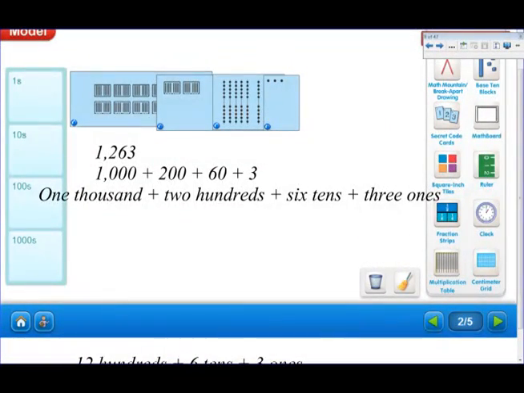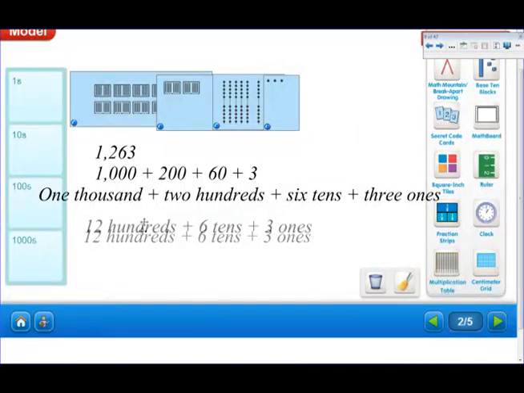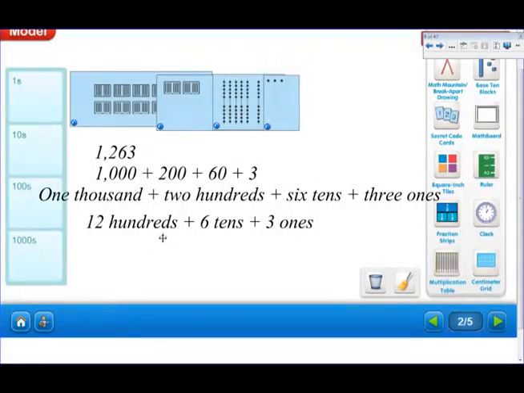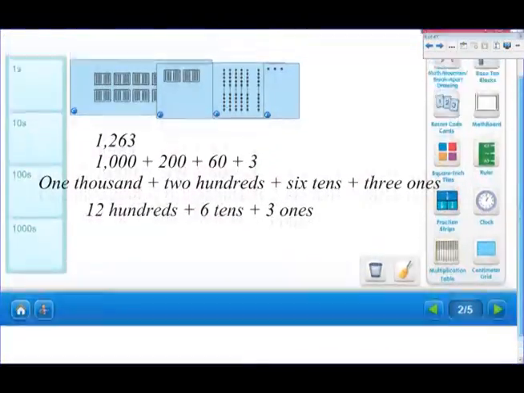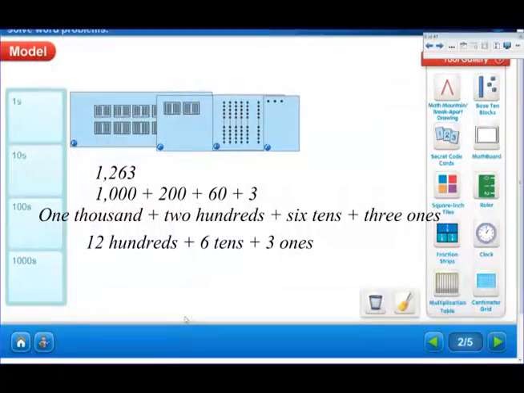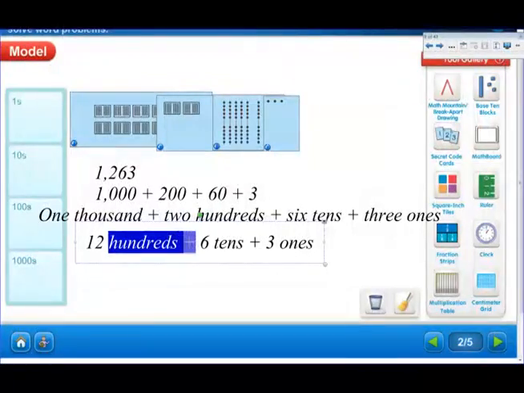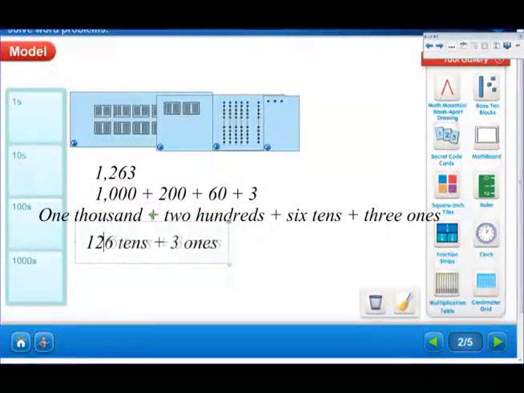And what's another way to write that? Can't we read that also as 12 hundreds plus 6 tens plus 3 ones? Can you think of another way we can do that? What if we did, instead of 12 hundreds, what if we did 126 tens plus 3 ones? Is that the same number? Think about it for a second. It is the same number. 126 tens plus 3 ones is the same as 1,263. Be aware of that.